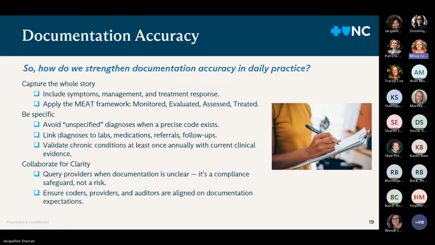Collaboration is key. Coders should feel empowered to query providers when documentation is unclear. This isn't an audit risk, it's a compliance safeguard. When coders, providers, and auditors work together, we ensure that patients' full complexity is accurately represented. Accurate documentation drives accurate coding, and accurate coding drives fair reimbursement, better quality metrics, and compliance protection.